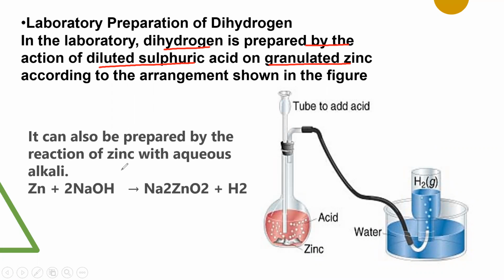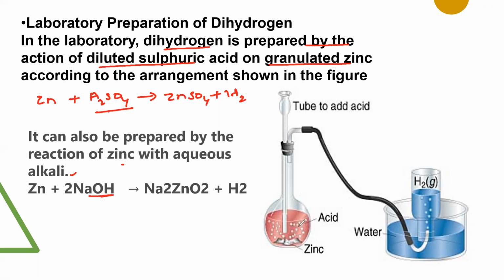It can also be prepared by the reaction of zinc with aqueous alkali. So zinc on reaction with dilute sulfuric acid forms zinc sulfate plus hydrogen gas. This is the laboratory preparation, and with alkali also we can prepare it. So in the lab we can prepare hydrogen using either sulfuric acid or sodium hydroxide. It can also be prepared by the reaction of zinc with aqueous alkali.